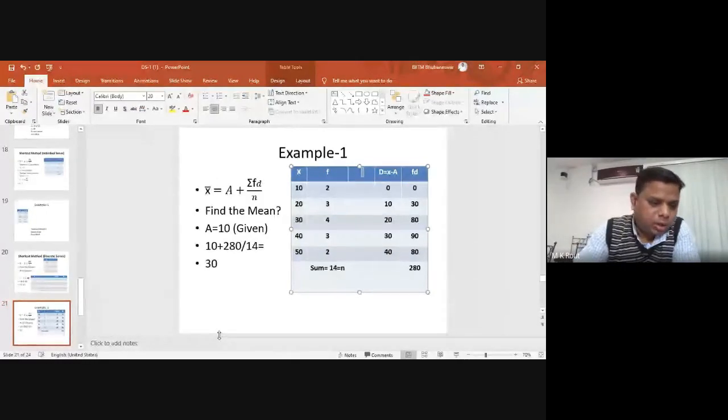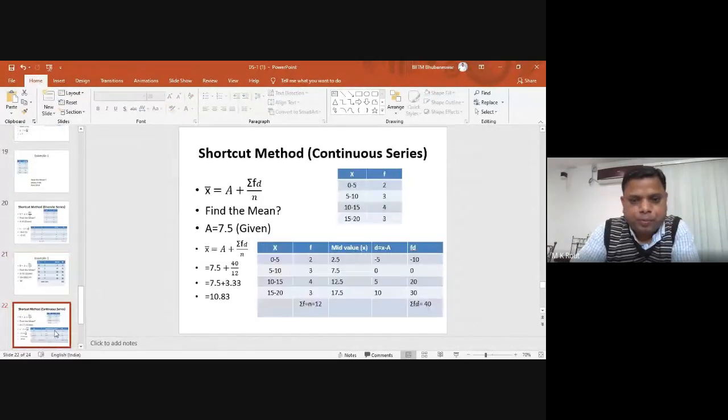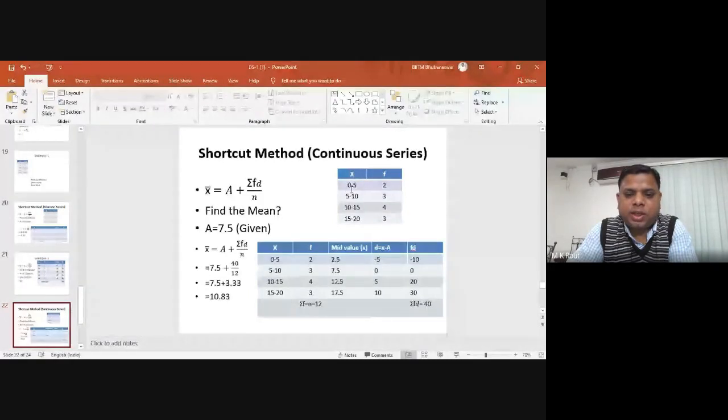30 is your answer. So moving to solve the next series of data, that is known as the shortcut method for continuous series. Here we have the same formula, that is x bar equals a plus summation of fd divided by n. Here I repeat, n equals summation of f, and a is given 7.5. In case of continuous series, a particular range is given, that is 0 to 5, which contains frequency 2.